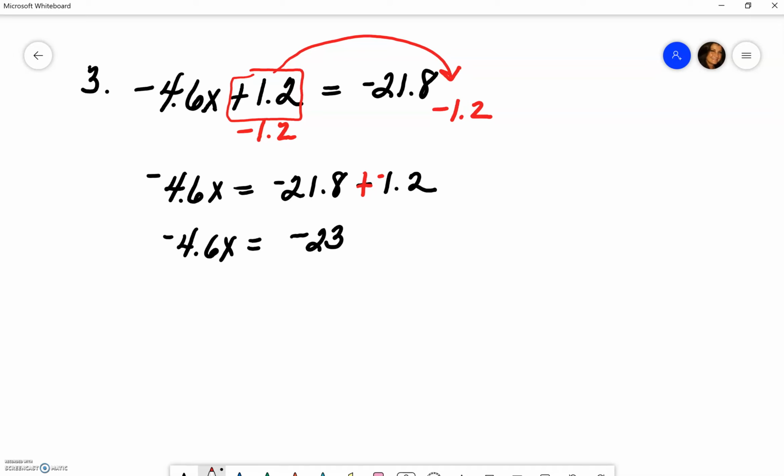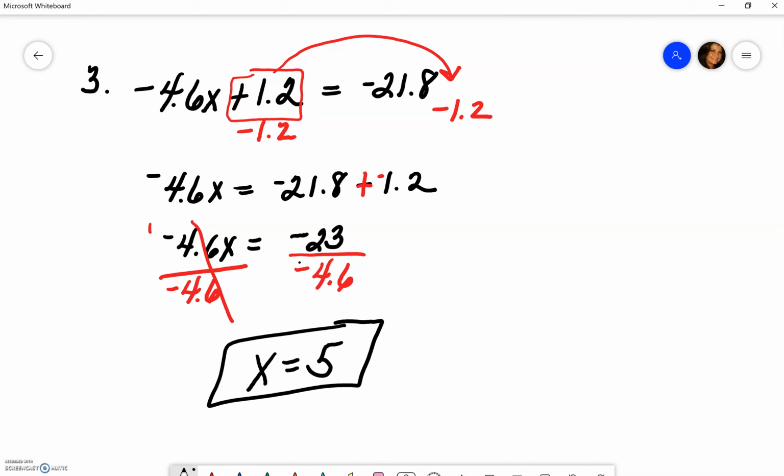And now we can just apply the same rule we did in 2 and 3. We're just going to make sure it's a negative so we get a positive 1, and that will divide out to 1. And what you do to one side, and don't forget the sign, the negative 4.6. And our final answer here, so two negatives when we're dividing will give us a positive answer, so we end up with x equals 5. And that was number 3.